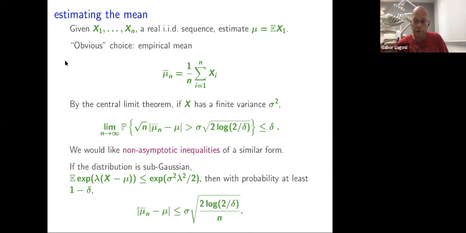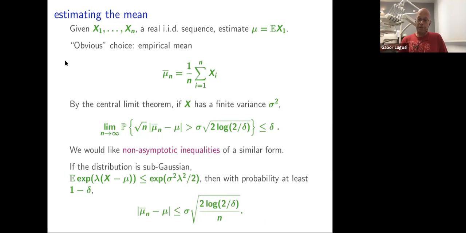So this is true for every n: with probability 1 minus delta, the error of the empirical mean is bounded by sigma times square root of log 1 over delta divided by n. I'm not going to pay too much attention to the constants, but these are the best constants possible in this case. Okay, so this is what I will call a sub-Gaussian inequality.